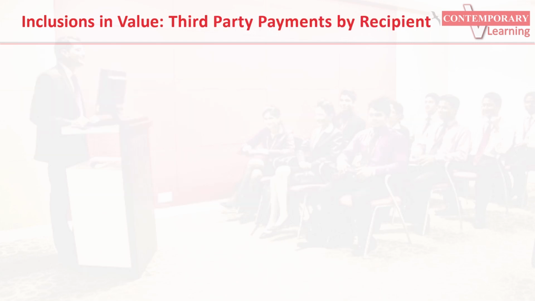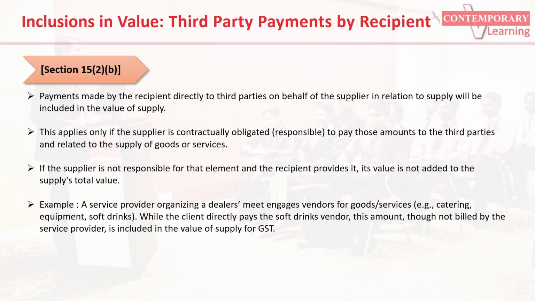This is a concept that often confuses people, so let me explain it clearly with an example. Sometimes the recipient directly pays third parties on behalf of the supplier. These payments are included in the value of supply, but only if two conditions are met. First, the supplier must be contractually obligated to pay those amounts to the third parties. Second, these payments must be related to the supply of goods or services. If the supplier is not responsible for that element and the recipient provides it voluntarily, its value is not added.